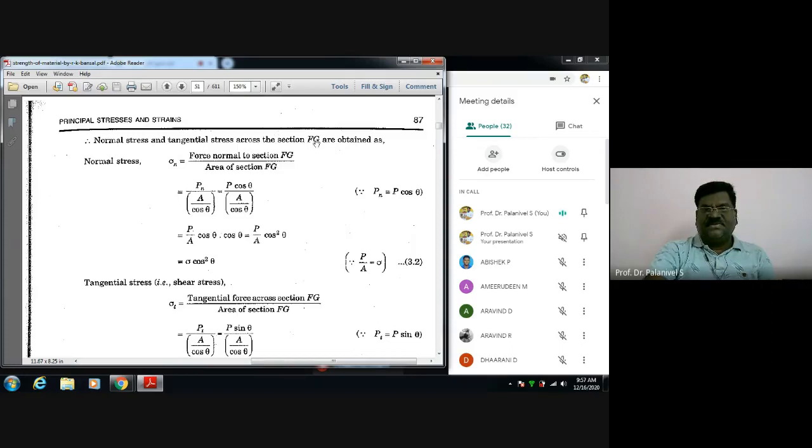Therefore, the normal stress and tangential stress across the section FG, the inclined oblique section, are obtained as follows. Normal stress is equal to force normal to section FG divided by area of the section FG. Force normal to the section FG is Pn, divided by area of the section FG, equal to A by cos theta. If you resolve P, it becomes P cos theta.